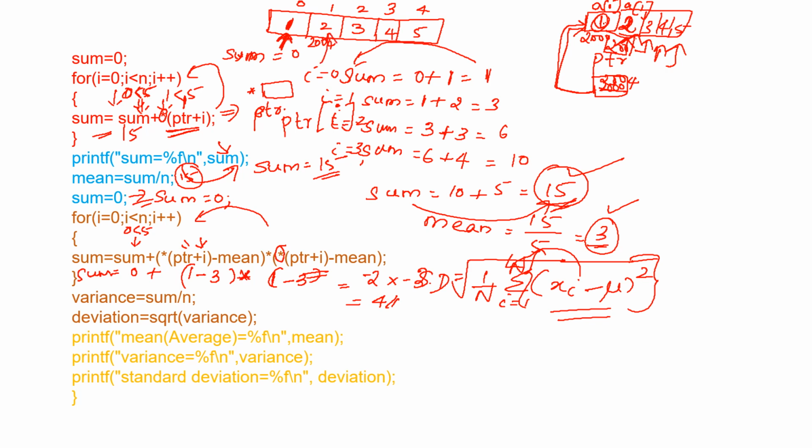Now let me write for the second case. When i is equal to 1, what will be the value for sum? Sum is equal to, previously what was the sum? Sum is equal to 4.